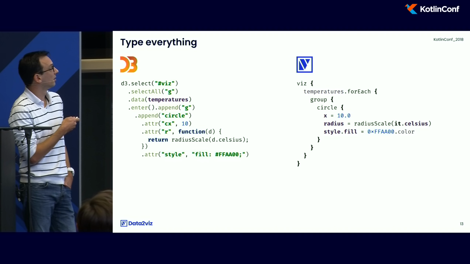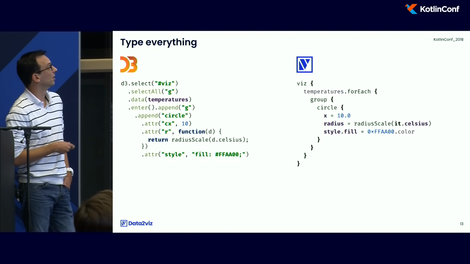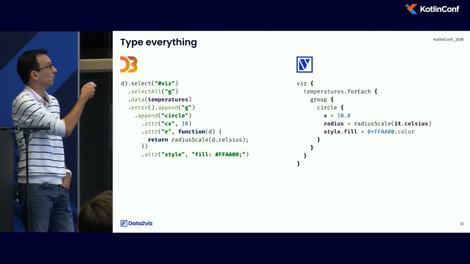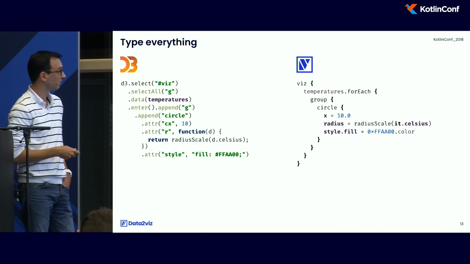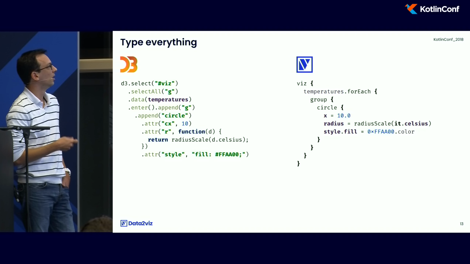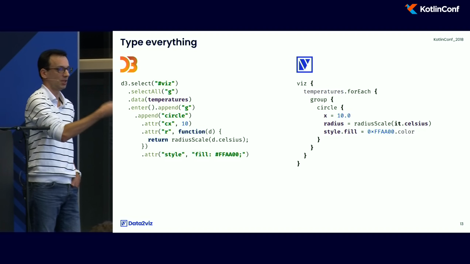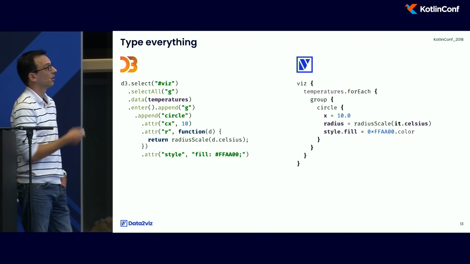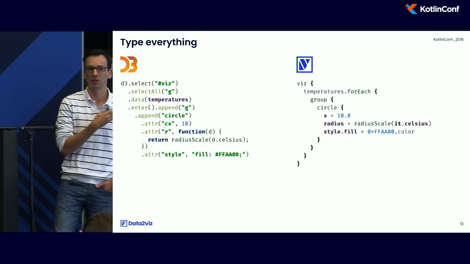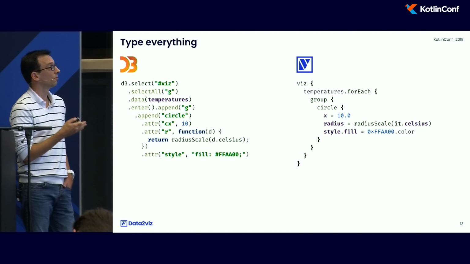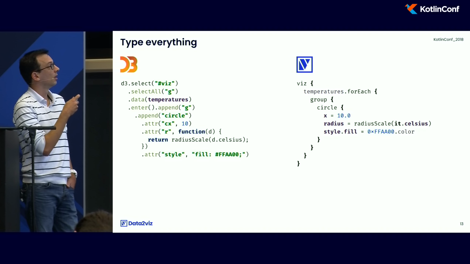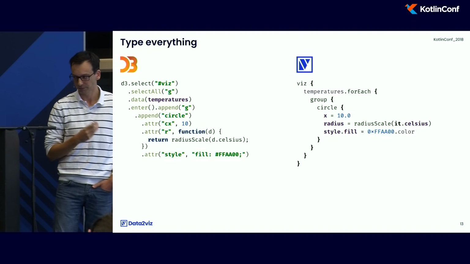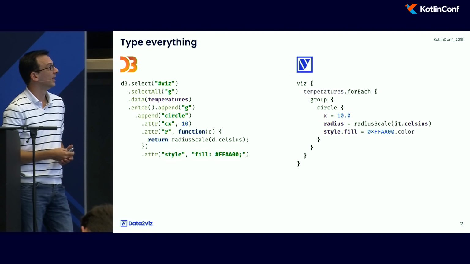You see also that here it's some CSS grammar. You're directly setting a fill value in your CSS. So it's very hard to know. You need to know CSS and SVG grammar. So we type everything, and here when we have a circle object, we have an X property, which is a double. We have a radius property, which is also a double. Inside the circle, we have a style object, which has a fill property, which is a color. So everything is much easier.